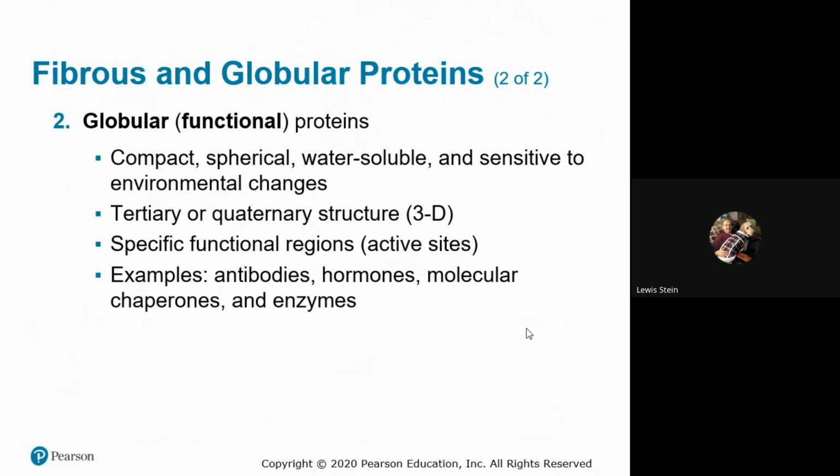They have sites we call active sites. That's where reactions occur, and we'll get to that. Antibodies, hormones, molecular chaperones. Those are proteins that escort other things. They'll help to transport RNA to certain areas or transport proteins to certain areas. When you talk about a chaperone, it's just an escort, like you have a chaperone for kids at the prom from high school. And enzymes that you can use over and over again. They have definite shapes, and I'll get into drawing that.